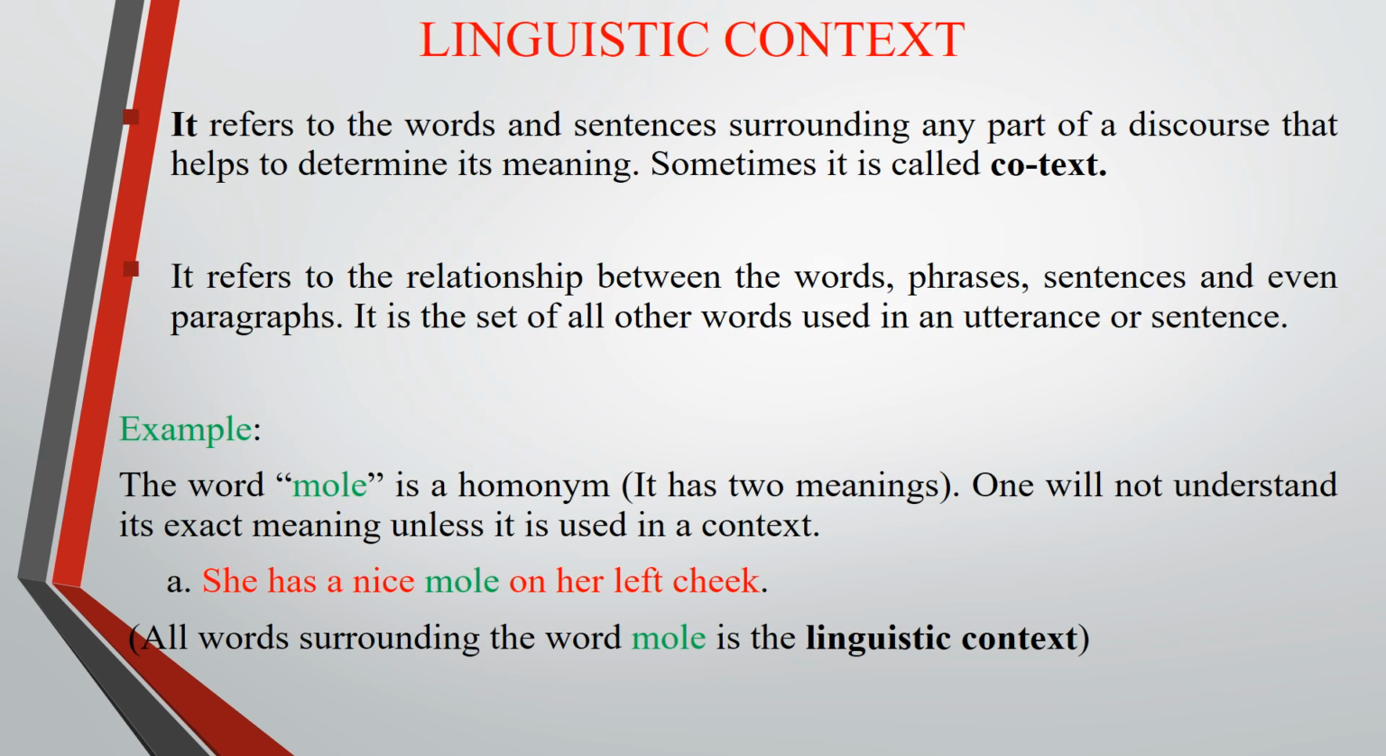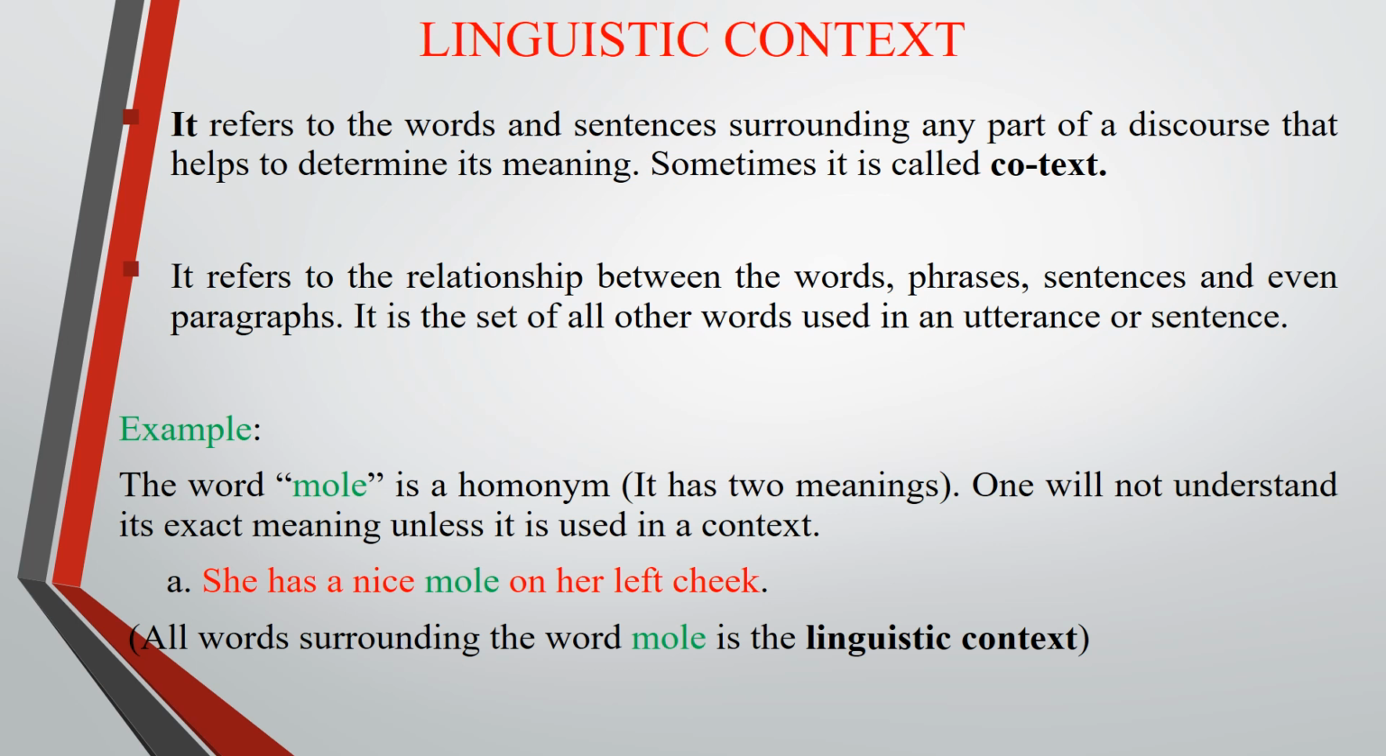Let's start with the linguistic context first. The linguistic context refers to the words and sentences surrounding any part of a discourse that helps to determine its meaning, and sometimes it is called co-text. Or it is the group of words that accompany a certain word or phrase in a sentence. It also refers to the relationship between words, phrases, sentences, and even paragraphs. It is the set of all other words used in an utterance or sentence.